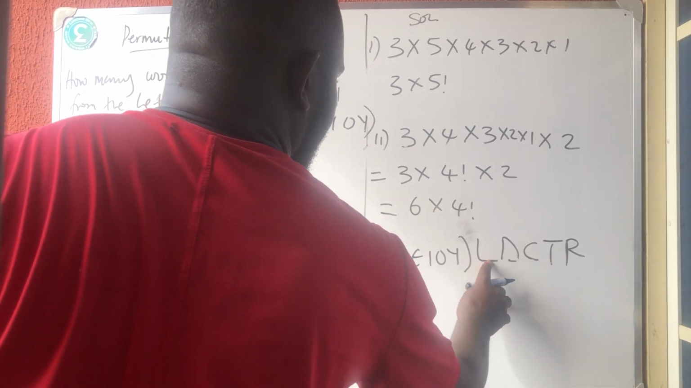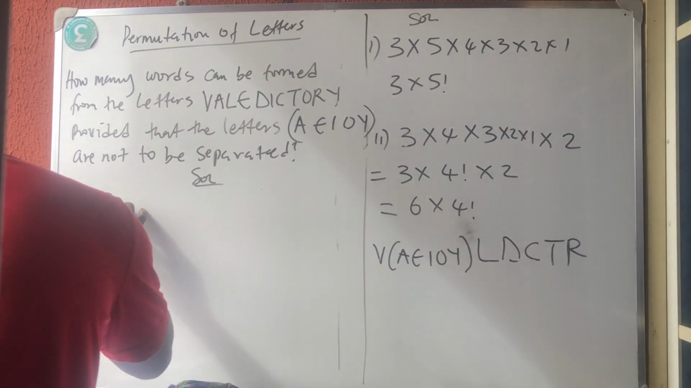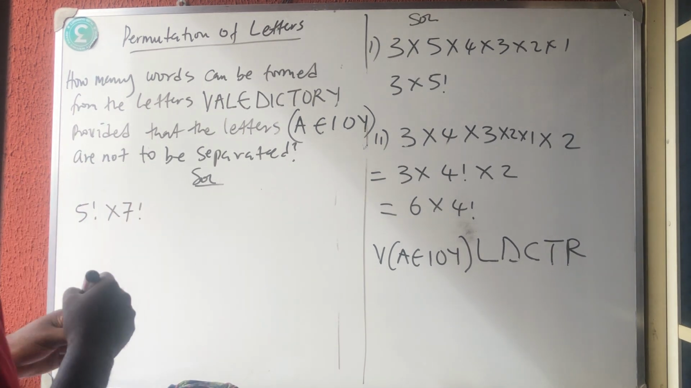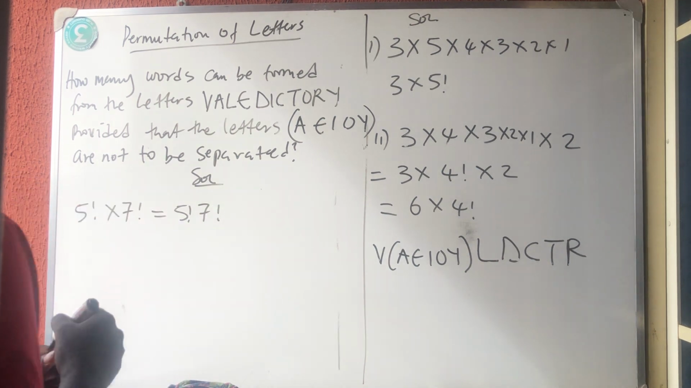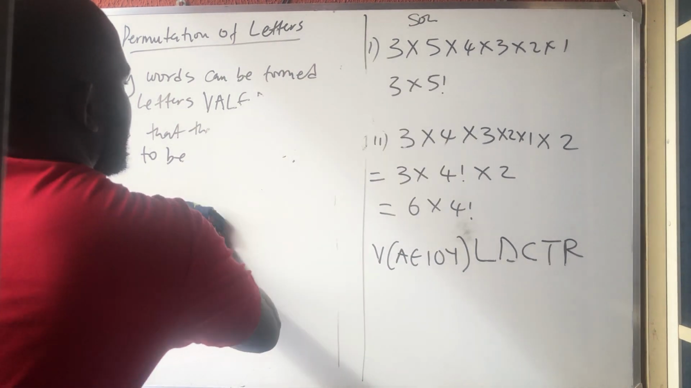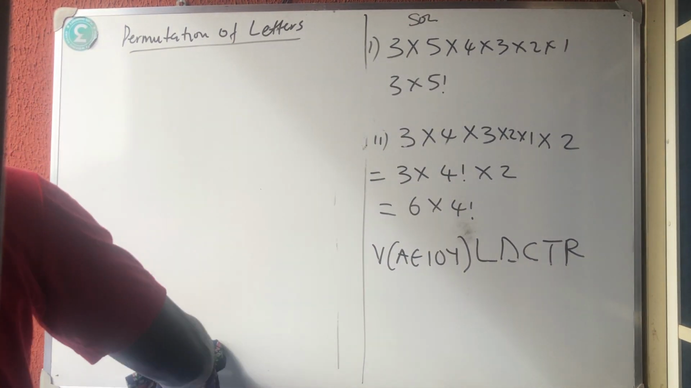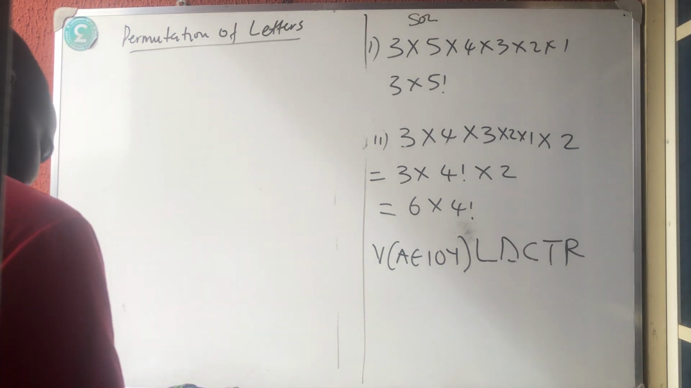1, 2, 3, 4, 5, 6, 7. Okay, so it should be times 7 factorial. Sorry. So this is the answer: 5 factorial times 7 factorial. Okay. So the next one. How many?